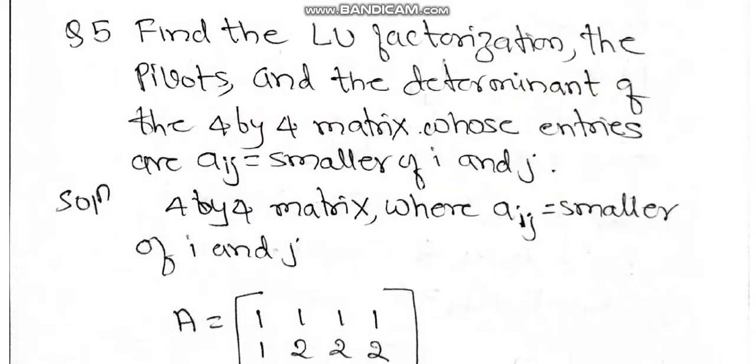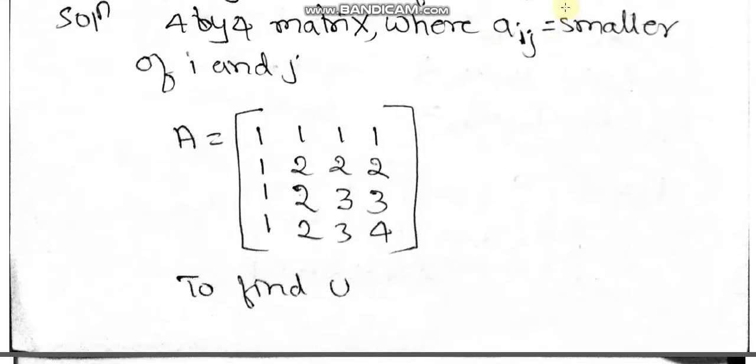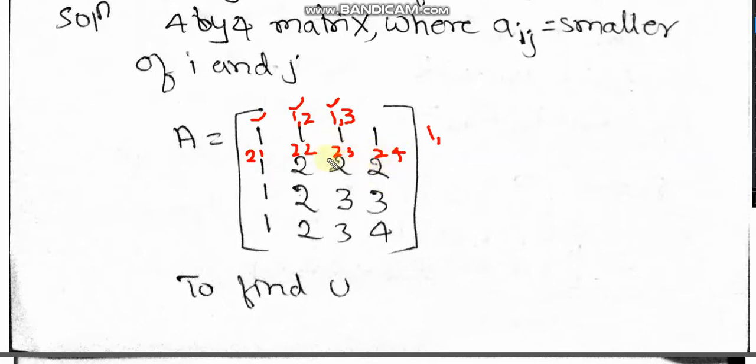So first write the matrix. You can observe the matrix will be of this form. You can see the first row, i is 1, so i will always be lesser. Where i and j are equal it becomes 1 comma 2 and this becomes 1 comma 3. The smallest of that will be 1. And here, second row: 2 comma 1, 2 comma 2, 2 comma 3, 2 comma 4. So what will be the smallest? 2, 2, 2, and here the smallest is 1. So this is how you are going to write the matrix A.